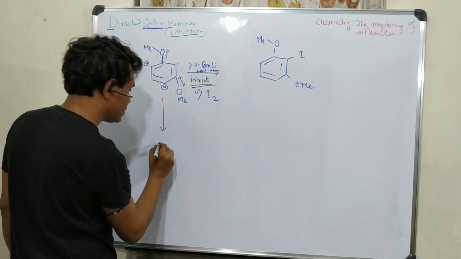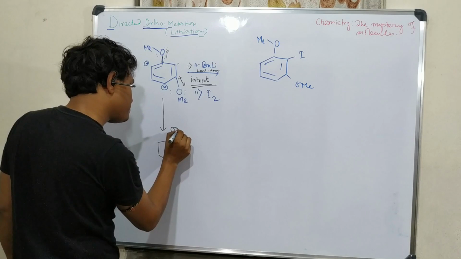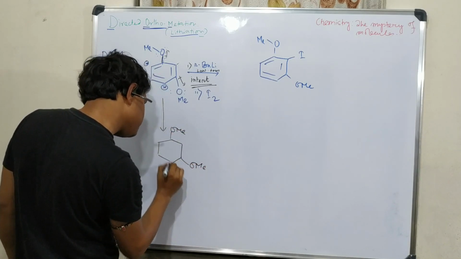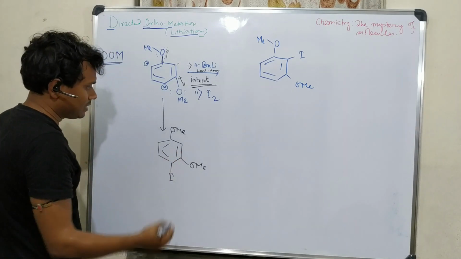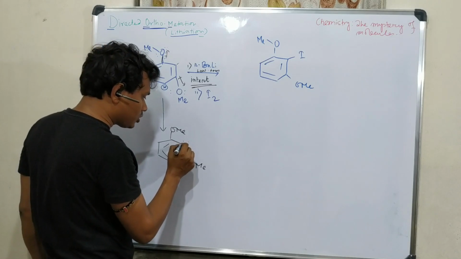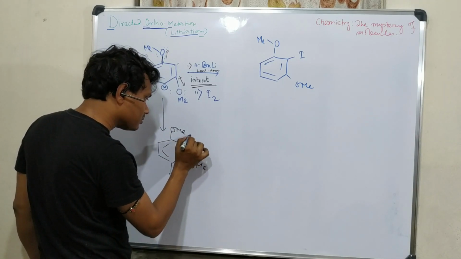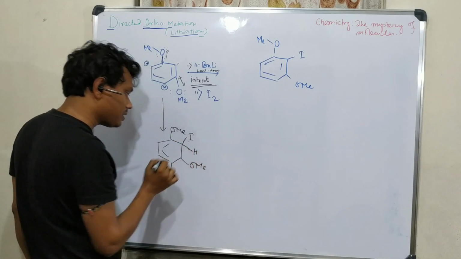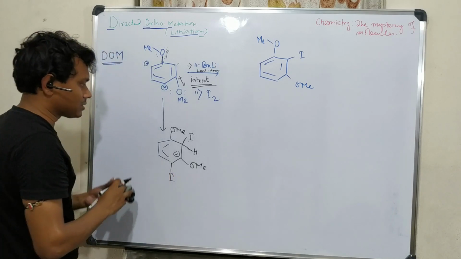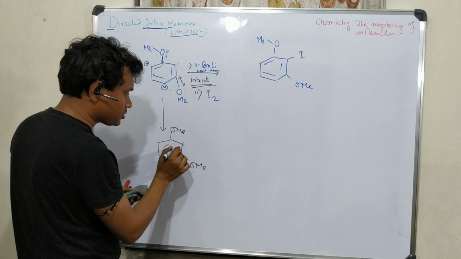It will produce one, with respect to ortho, one is beta. Why? Because this side is more bulky, so the electrophile will not prefer to add here, because ultimately such a type of sp3 hybridized intermediate is formed. Instead of that, this center is better, because this center is ortho with respect to this, and para with respect to this.